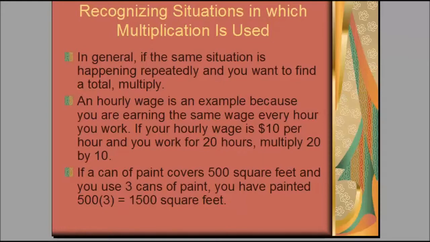Another example, if a can of paint covers 500 square feet and you use 3 cans of paint, you have painted 500 times 3 equals 1,500 square feet.